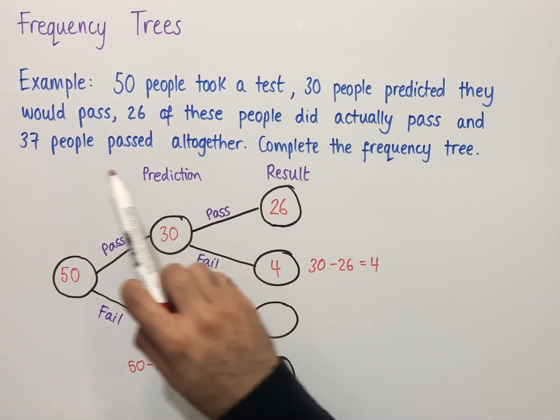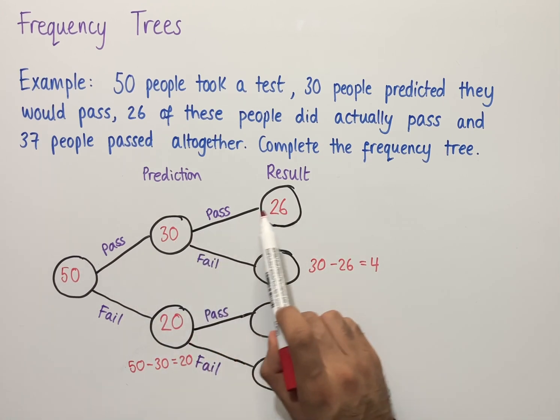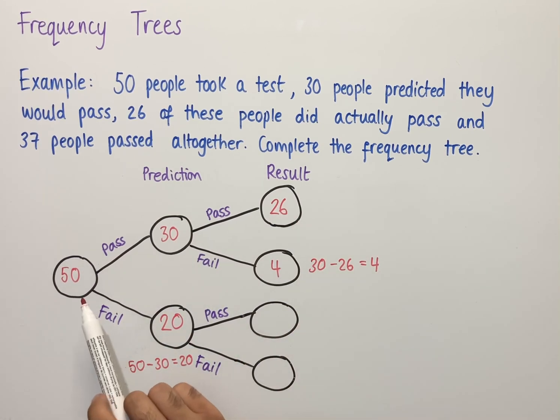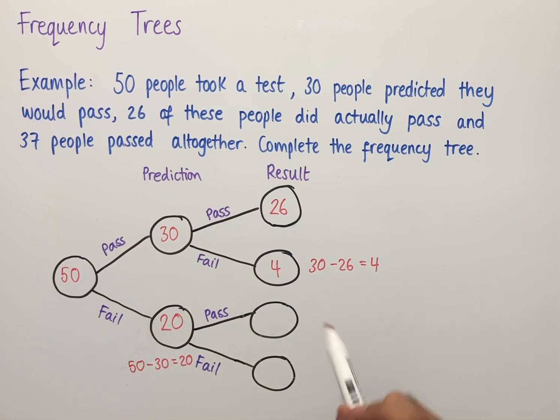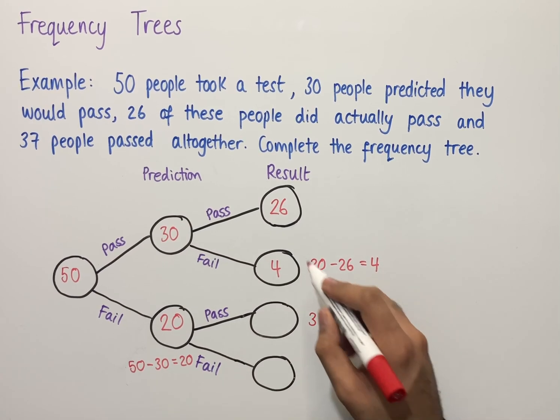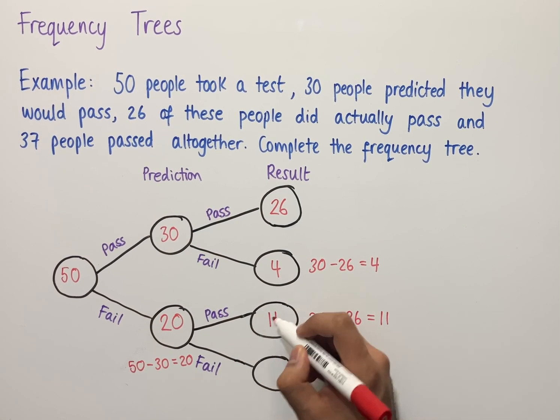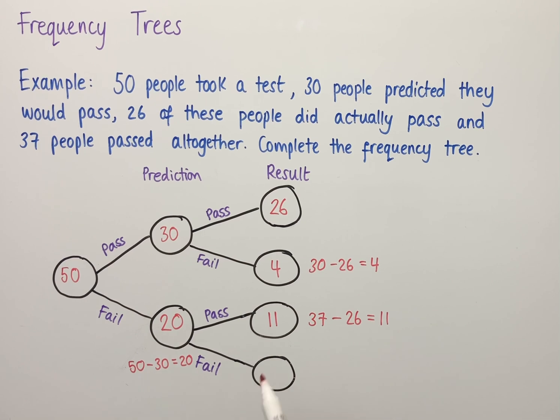We're also told that 37 people passed altogether. So if we have 26 people that predicted they would pass and actually passed, then the number of people who predicted they would fail but actually passed would be 37, since that's the number of people that passed altogether, minus the 26 here, which would give us 11. Therefore, 11 people predicted they would fail but actually passed. And so if we want to work out the number in this final circle, we know that these two circles must add up to make 20, and so if we do 20 minus 11, we end up with 9, which is the value that goes inside this circle. And so this is our completed frequency tree.